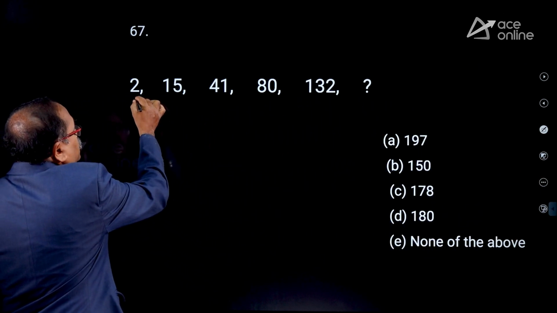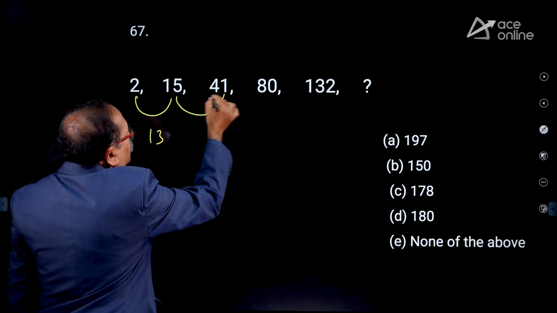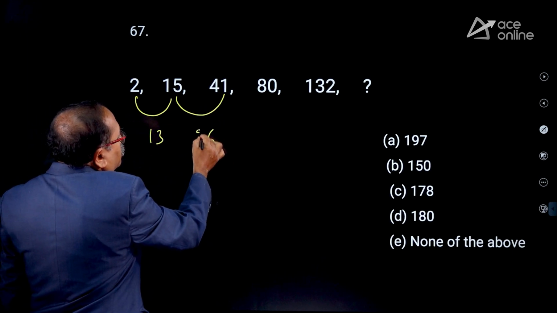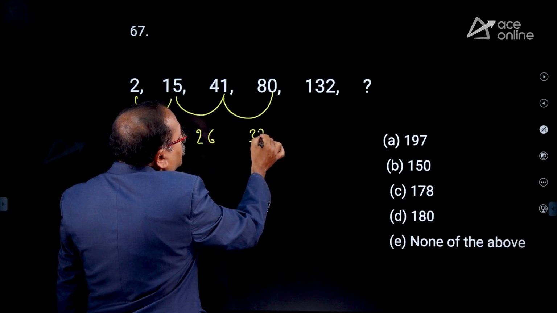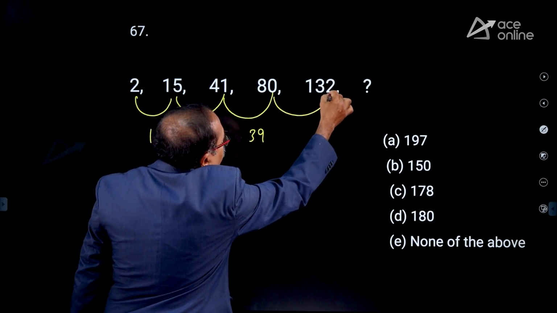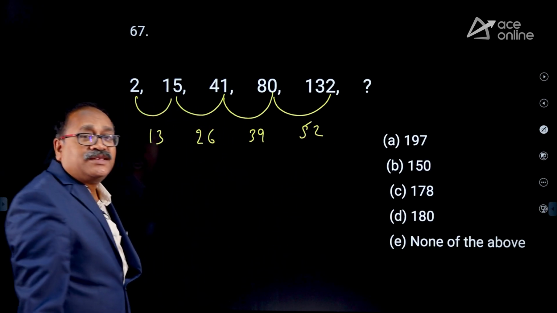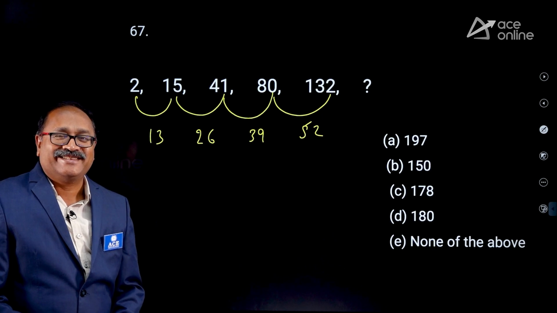And look at the difference here. From here to here, plus 13. From here to here, that is 6, 1, 2, and 2, plus 26. From here to here, that's plus 39. And from here to here, that is plus 52. And to my surprise, all the numbers are 13 multiplication.